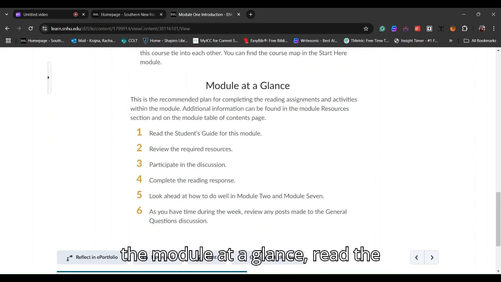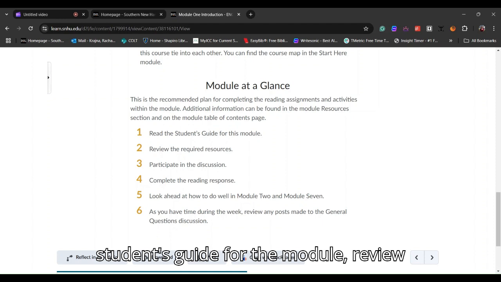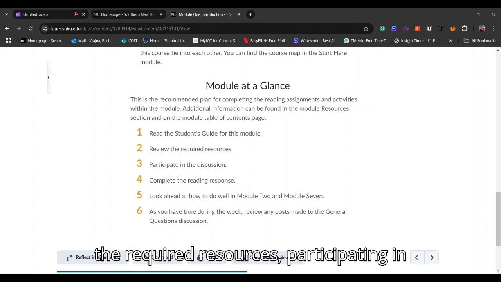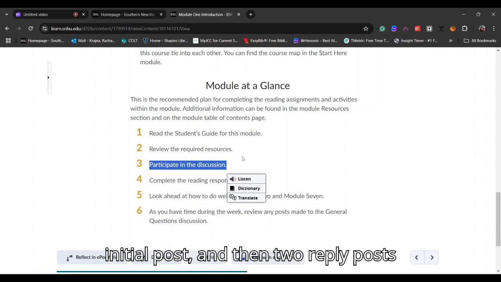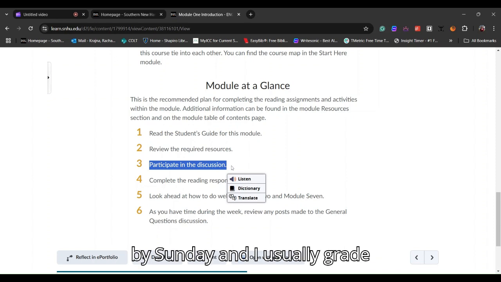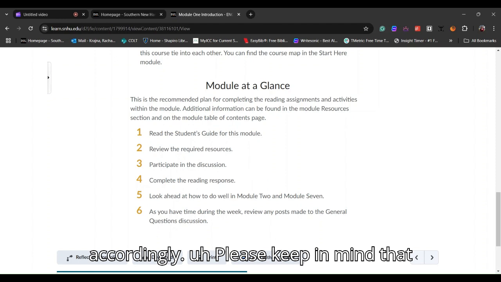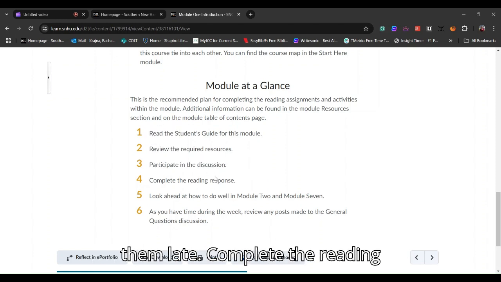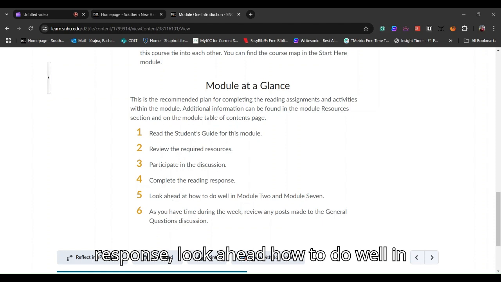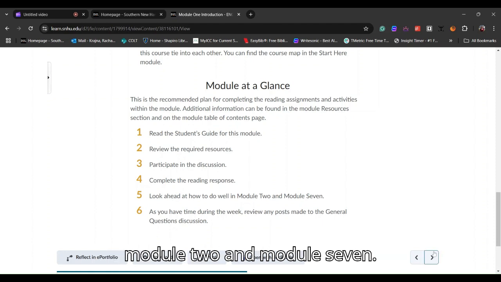The module at a glance: read the student's guide for the module, review the required resources, participate in the discussion by Thursday for an initial post, and then 2 reply posts by Sunday, and I usually grade accordingly. Please keep in mind that discussion boards, I prefer not to take them late. Complete the reading response, look ahead how to do well in Module 2 and Module 7.